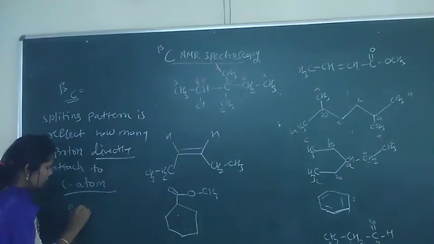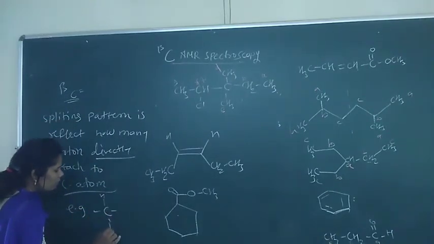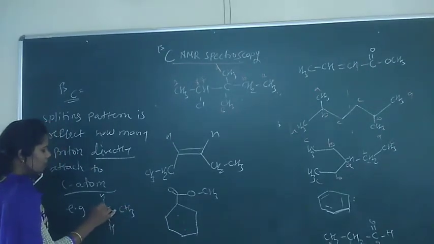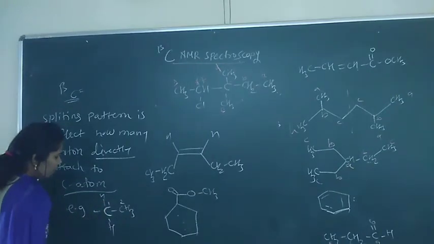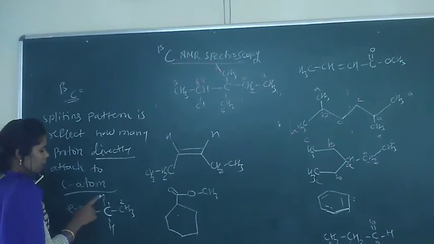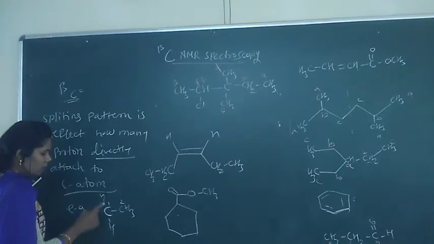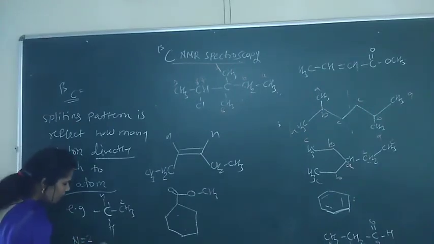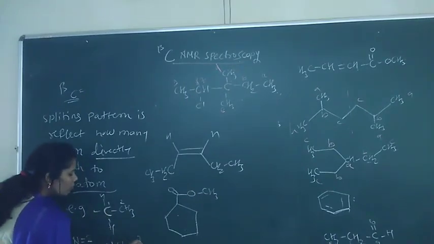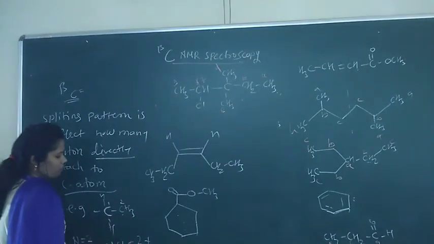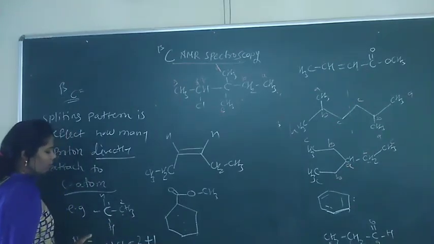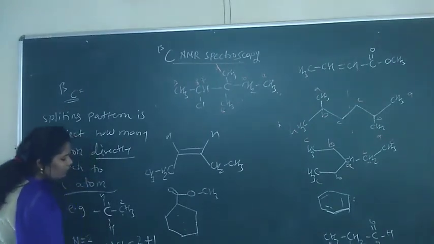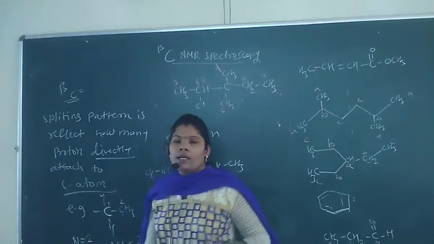For example, if this is CH2 and this is CH3, and you find out the splitting of this carbon number 1, then this carbon is directly attached to hydrogen, and that's why n is equal to 2, and n plus 1 is 2 plus 1. That's why this carbon number 1 shows a triplet.